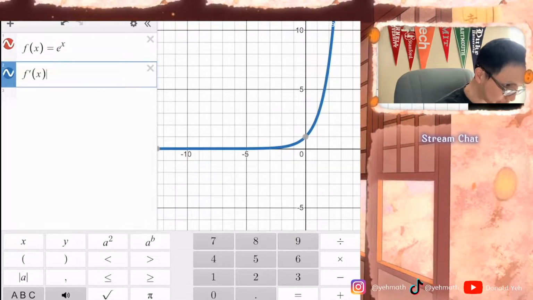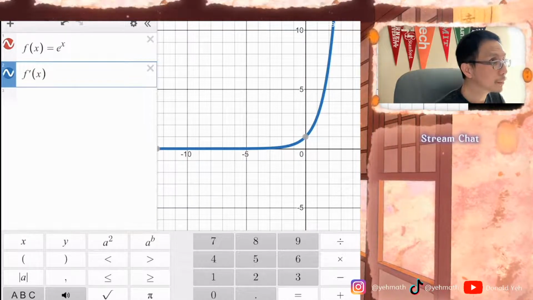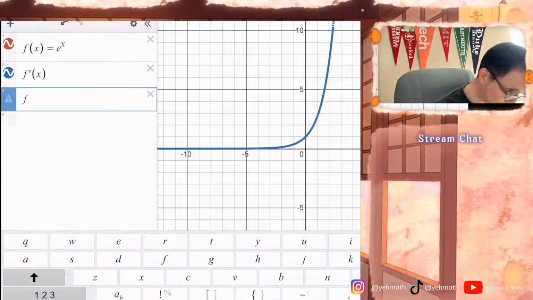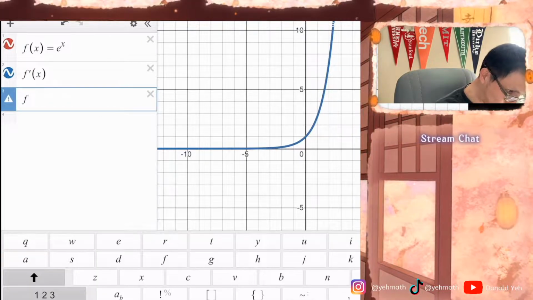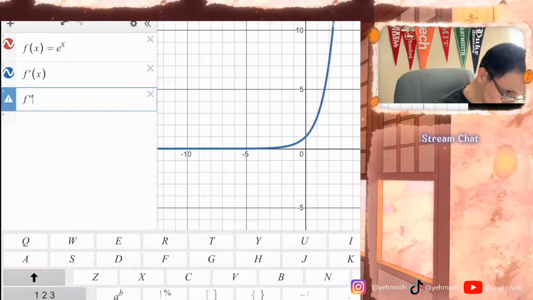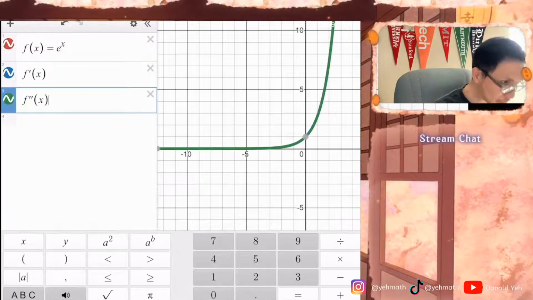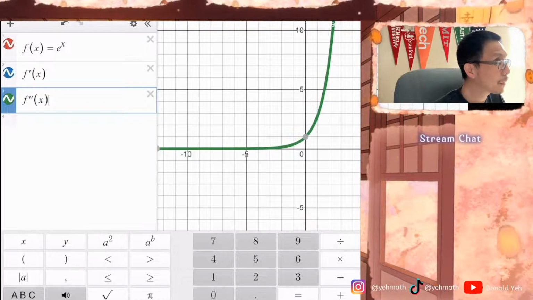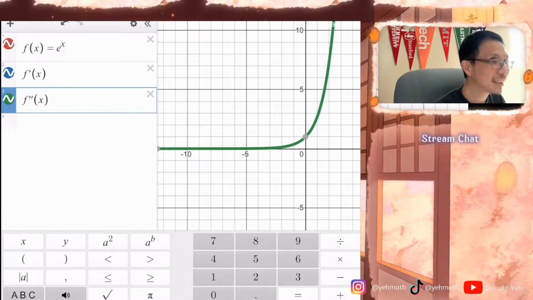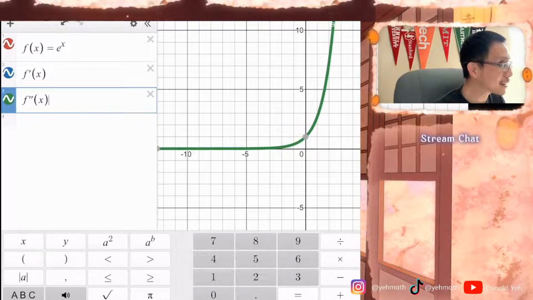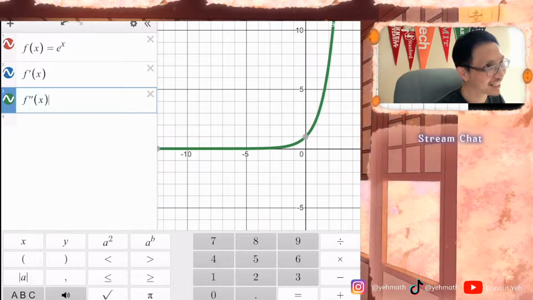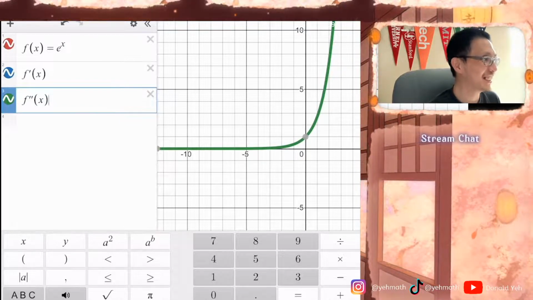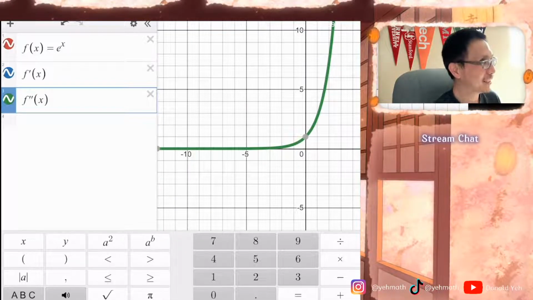Do you guys see it? No, you didn't pay attention. I'm going to show you again. I'm going to grab double derivative. So, you can see it? It's the same graph. You just missed it. You missed the graph.